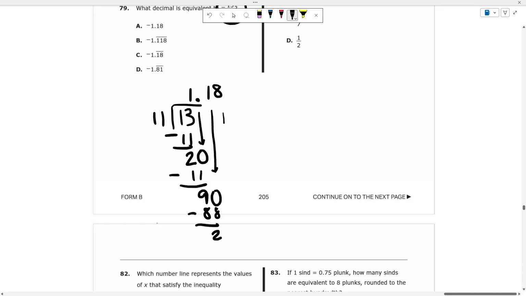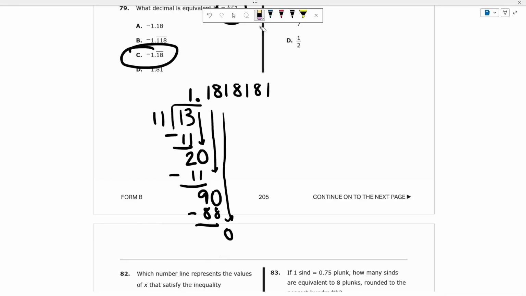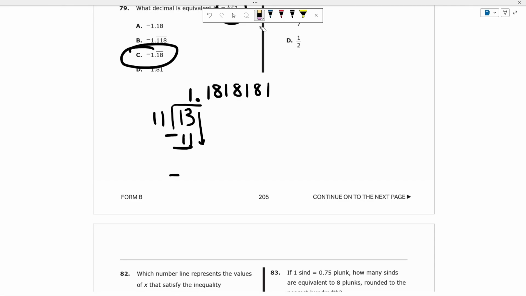Can 11 go into 2? No, so you drop down another 0. 11 goes into 20 one time. You're left with 88, and you get 2. You get 8, 1, 8, 1. And it pretty much follows this pattern forever. So the correct answer here is C. Why? Because whenever you divide this, it's going to follow the pattern. It's going to equal 1.18, and then the next number is 1, and the next one is 8, and the next one is 1, and the next one is 8.